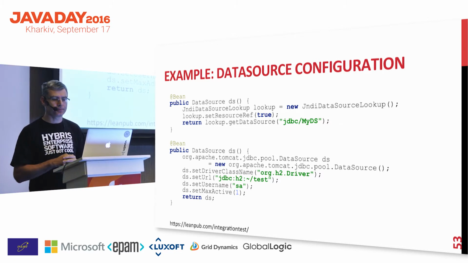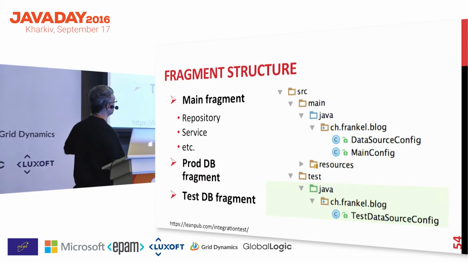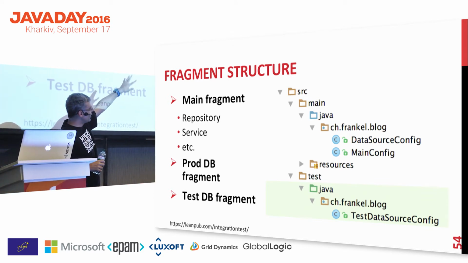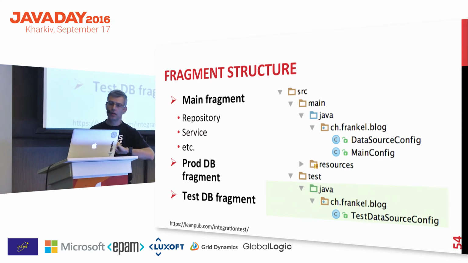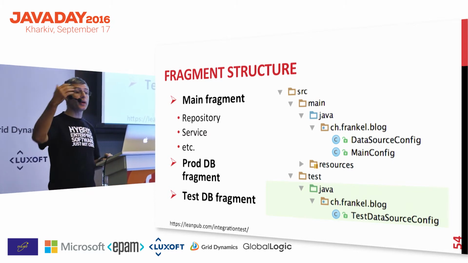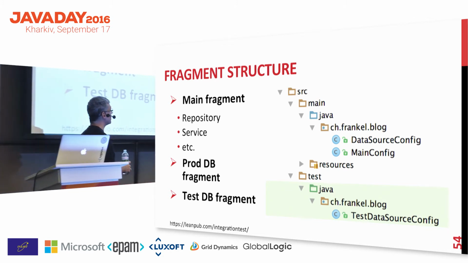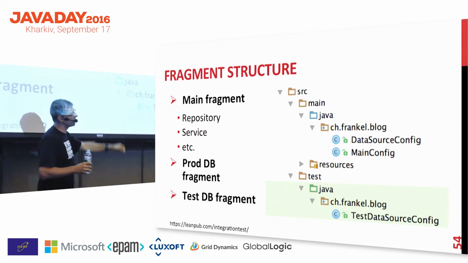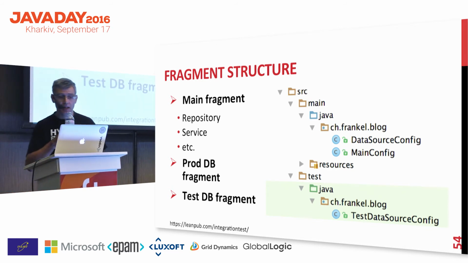Set max active. So this is the structure it gives us. You've got the main configuration and the data source config. And then you've got the test data source config in src/test. Depending on whether you are in test or in your real configuration, you assemble the fragments that you need. For example, in production, you will say, I need the data source config and the main config. And in your test, you will say, I need the main config and the test data source config. Done. And Spring will take care of assembling everything.